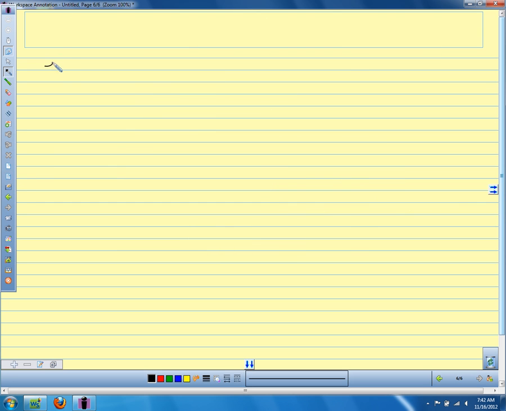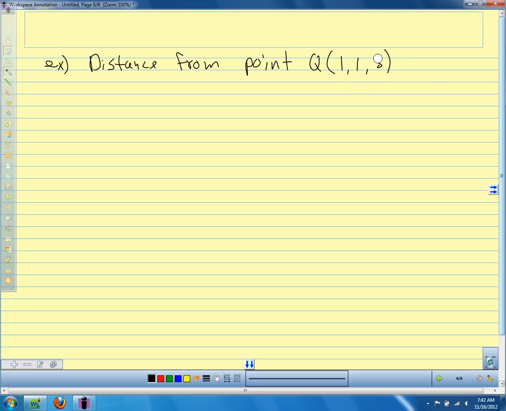All right, so we want to find the distance from the point Q, which is 1, 1, 5, to our line, given by x equals 1 plus t, y equals 3 minus t, and z equals 2t.